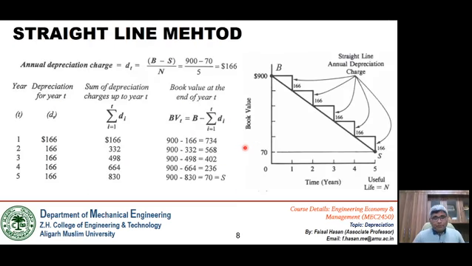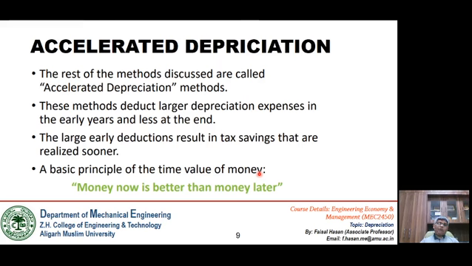Now let us compare the straight line method, the sum of years digit method and the double declining balance method. The primary difference between the straight line method and the other two is that in the straight line method there is a fixed amount of depreciation per year, but the remaining two methods we call accelerated depreciation. It means that the depreciation amount is higher in the initial stages and gradually decreases as the asset becomes closer to its depreciable life, or the end of its economic life.